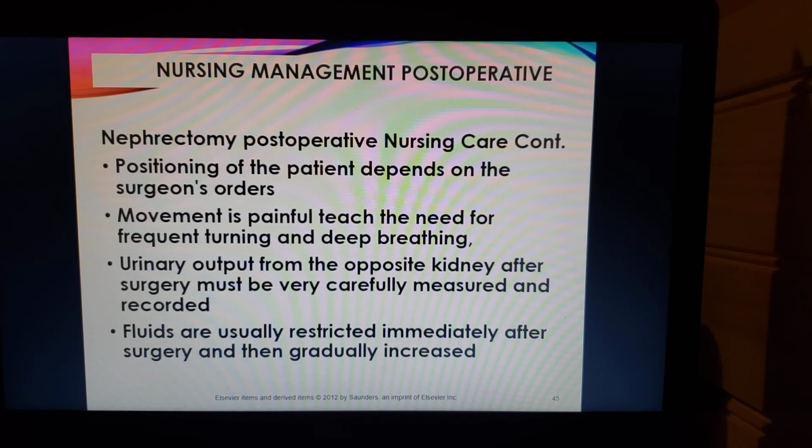We want to position the patient according to the physician's orders. You want to teach the patient about taking their pain meds and teach turn, cough, deep breathing. We want to monitor the urinary output of the unaffected kidney as well as the affected kidney. You want to measure that and record it. And note that fluids may be restricted immediately after surgery, but will be gradually increased.